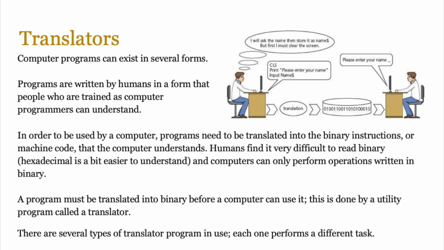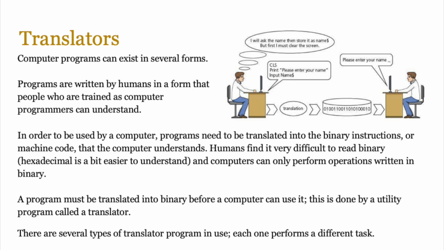A translator is a type of software that converts code written in one programming language into another, usually a high-level language into a low-level language. However, we convert assembly language using a translator called an assembler, and that converts it into machine code. So that's also possible. And computer programs can generally exist in several forms.